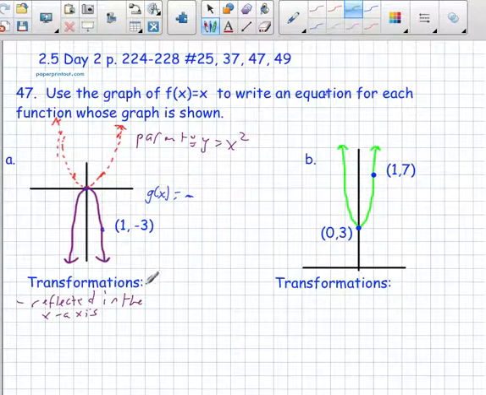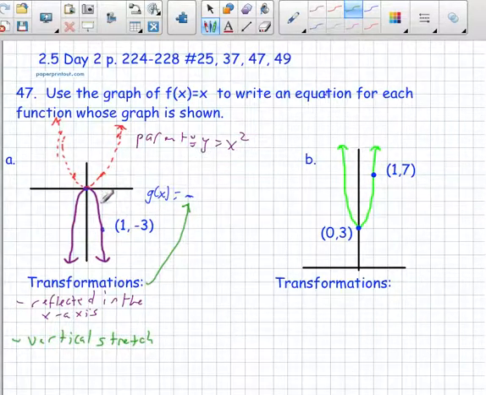So this reflection in the x-axis means I have a negative in front of my function. And then what else is going on? This graph looks narrower than the original function, so we can think of that as a vertical stretch. Okay, by how much has this been stretched?